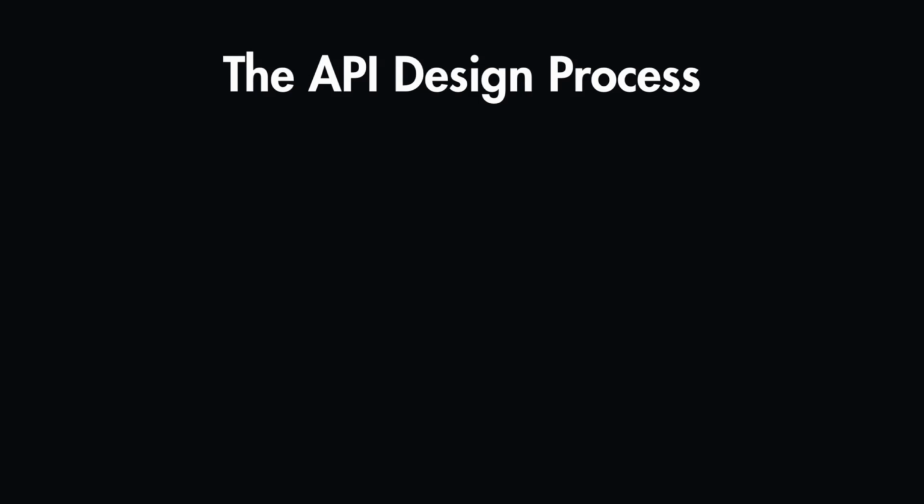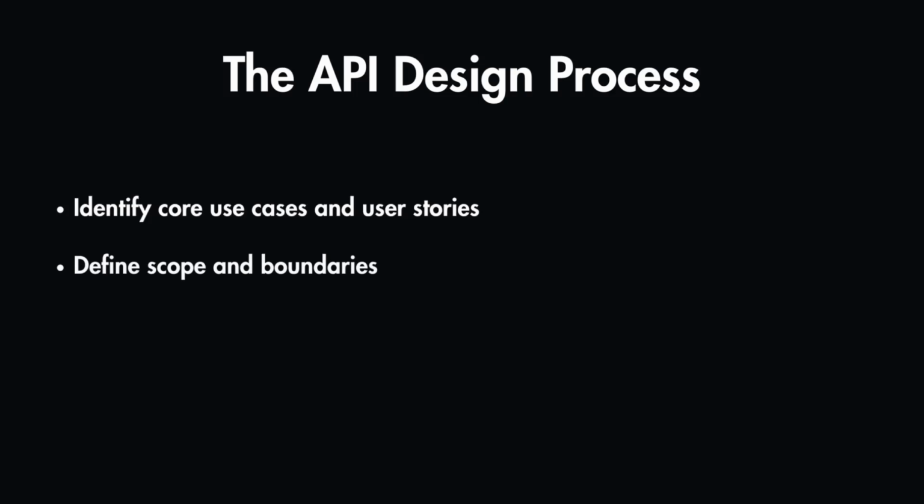Now let's discuss the API design process. It all starts with understanding the requirements, which is identifying core use cases and user stories that you will need to develop. Also defining the scope and boundaries, because if it's a huge API, then you probably won't develop all of the features at once. So you should scope it to some specific features that you'll be developing and also what are out of scope for now.